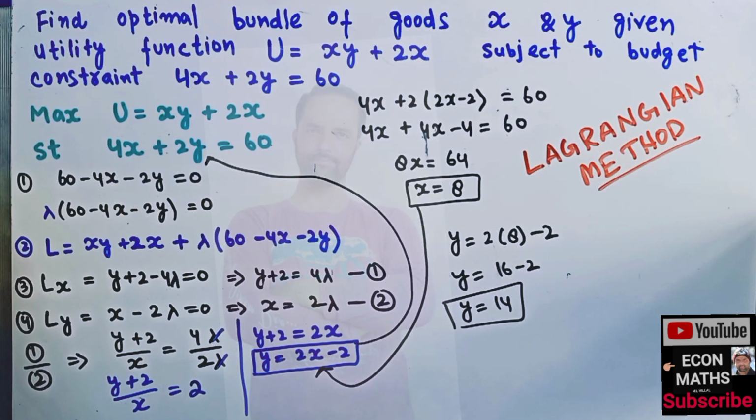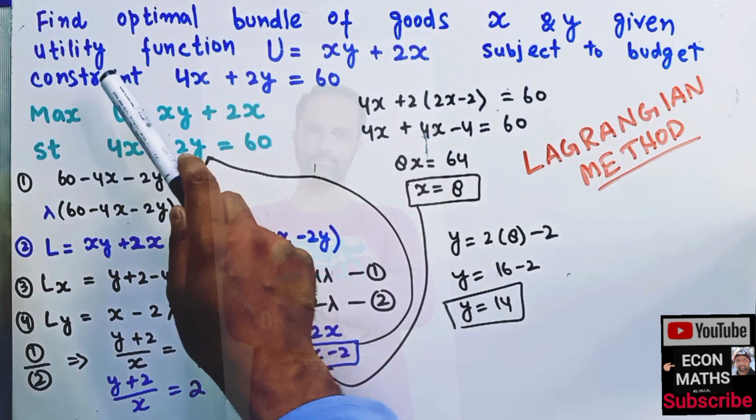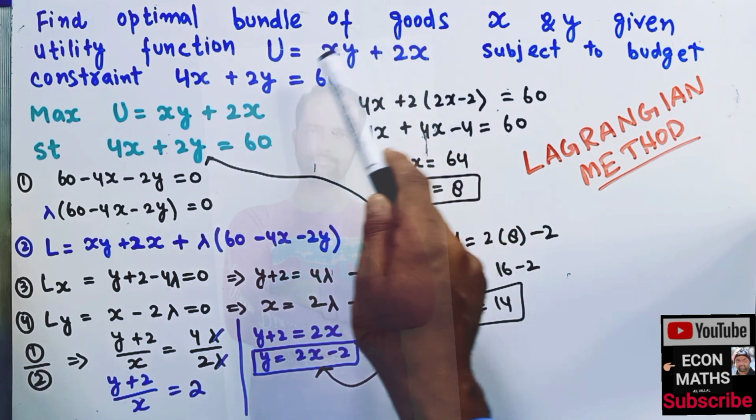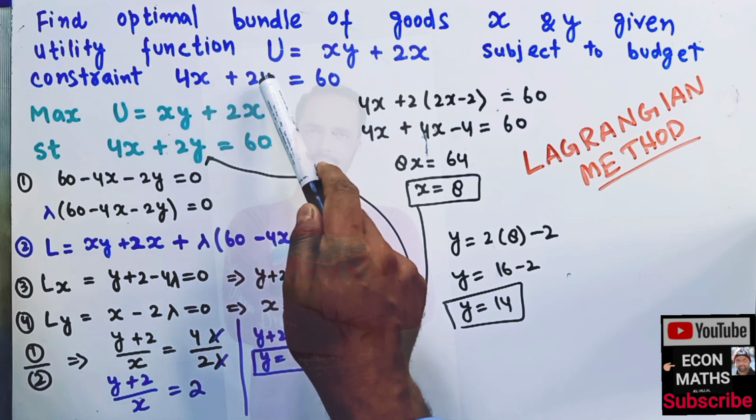How to solve the constrained optimization problem using Lagrange's method? The question is to find the optimal bundle of goods x and y, given the utility function of the consumer u = xy + 2x. X and y are the two goods, subject to the budget constraint, that means 4x + 2y = 60.